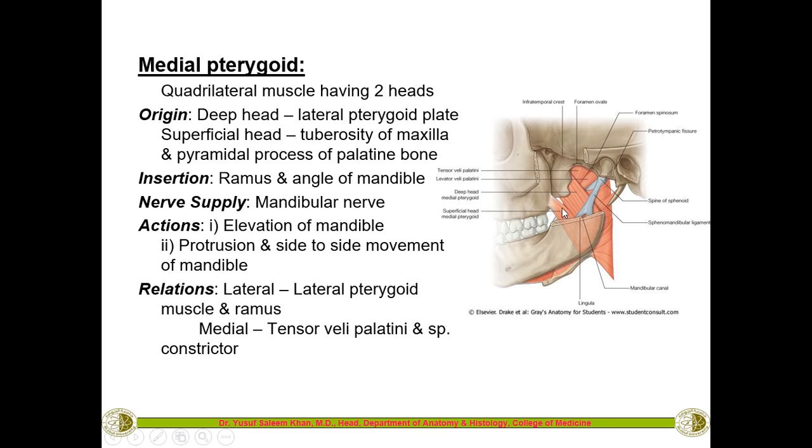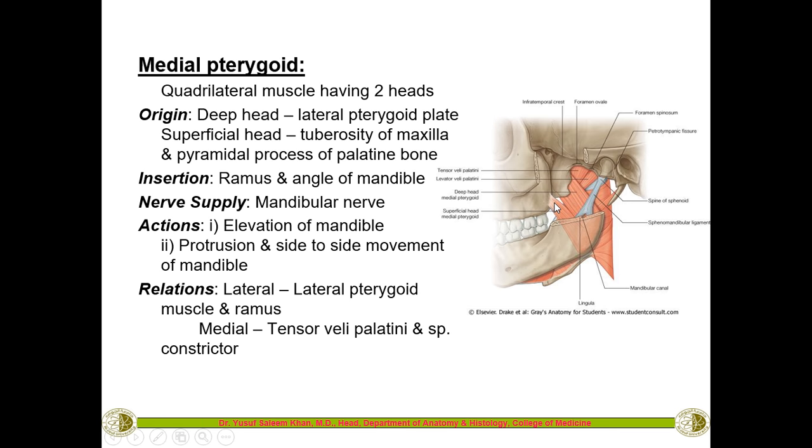It has two heads, as we have seen, the deep head and the superficial head. The deep head will take origin from the lateral pterygoid plate, but it is deep to the lateral pterygoid. It is medial. It will take origin from the medial surface of the lateral pterygoid plate, whereas the lateral pterygoid takes origin from the lateral side. Okay, so that's what is called the medial pterygoid.